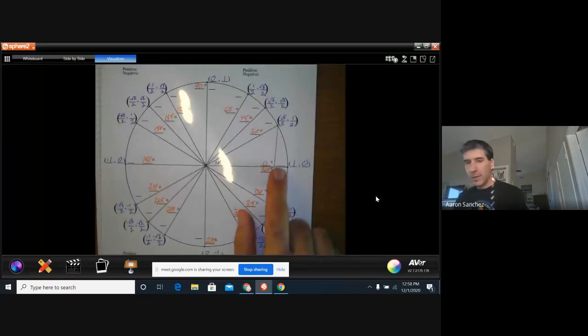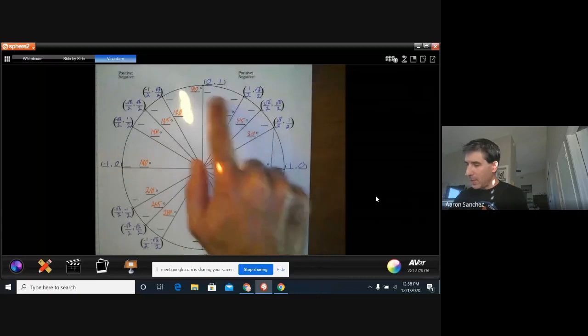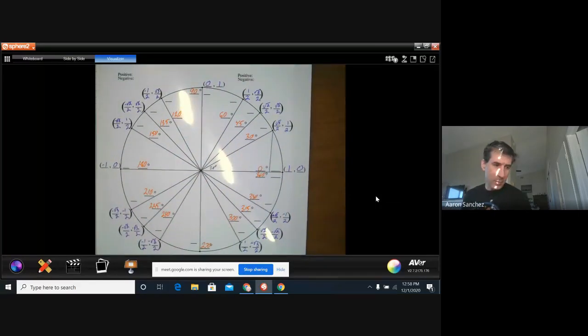Now, these points right here are going to be the angle measures, but in radians. When we graph these, we're going to graph them in radians. So, do you guys remember how to change degrees into radians?